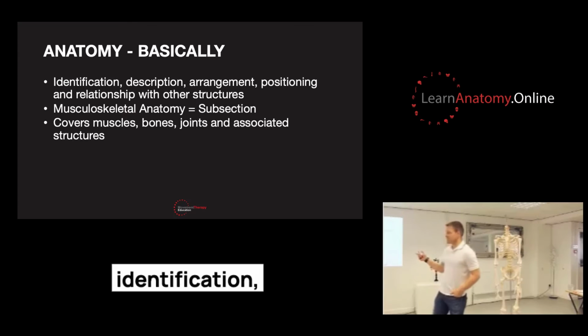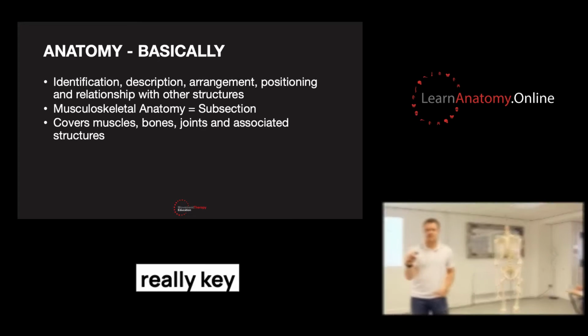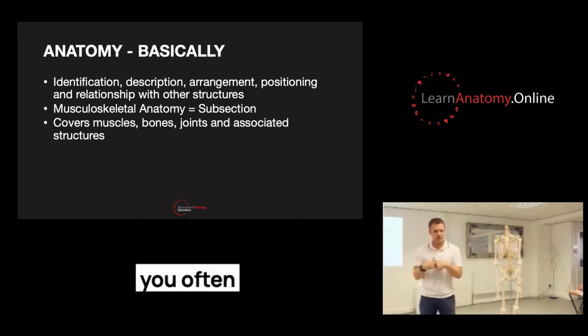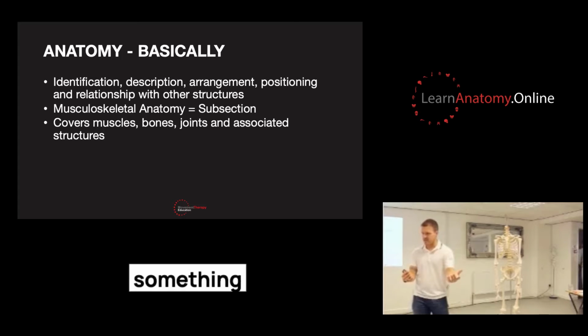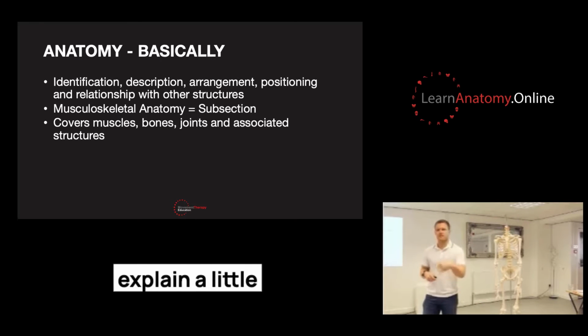What is it? It's identification, description, arrangement, positioning, and relationship with other structures. And that's really key, because you often explain where something is in relation to something else within anatomy. Something called the anatomical position. It's the benchmark for where all of the other positions come from. And I'll explain a little bit more about that in a sec.